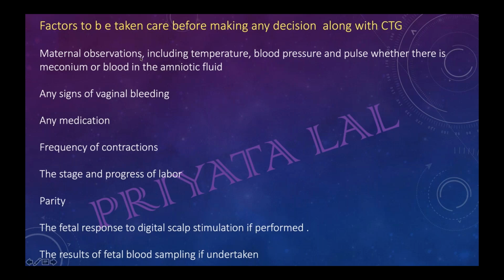So for maternal observations, you will check temperature, blood pressure, pulse, any meconium, any blood in the amniotic fluid, any vaginal bleed, whether the patient is taking any medication, the frequency of contraction, the stage of labor, the progress of labor, parity, and fetal response to digital scalp stimulation. And if there has been an FBS, that is also taken into account.